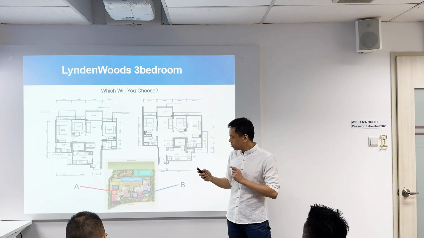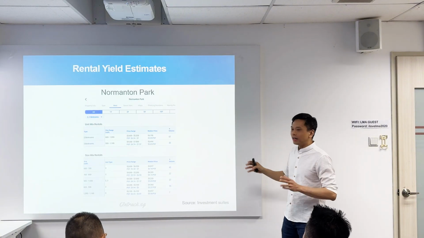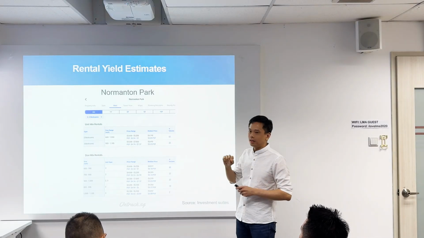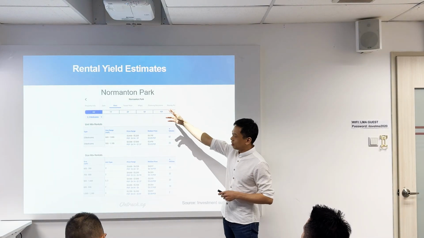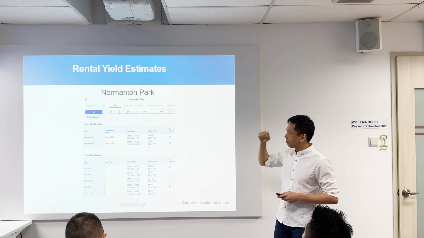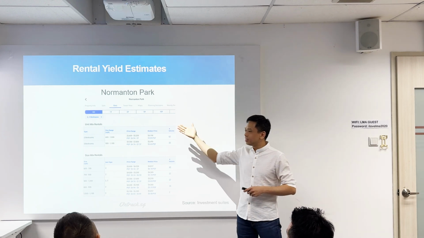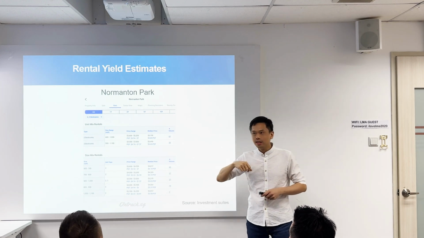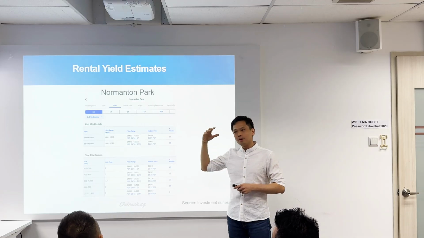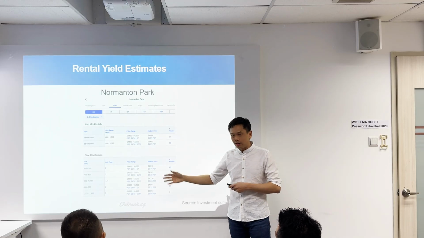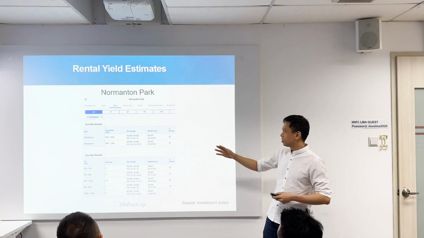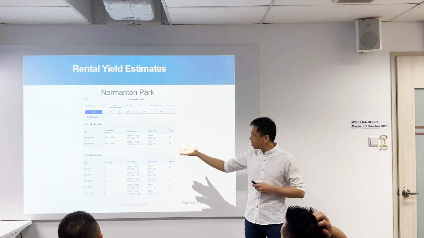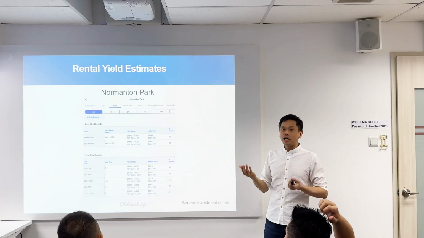Okay, so we're going to put it to a more real demand test. To do this test, we're going to do a comparable. We're going to choose Normanton Parc. Why do we choose Normanton Parc? Firstly, it's the nearest new condo to Lynden Woods. So if one tenant wants to stay here, it means there is demand in that area, because that's where they're staying. Then also over here, we can see what rental they are paying.